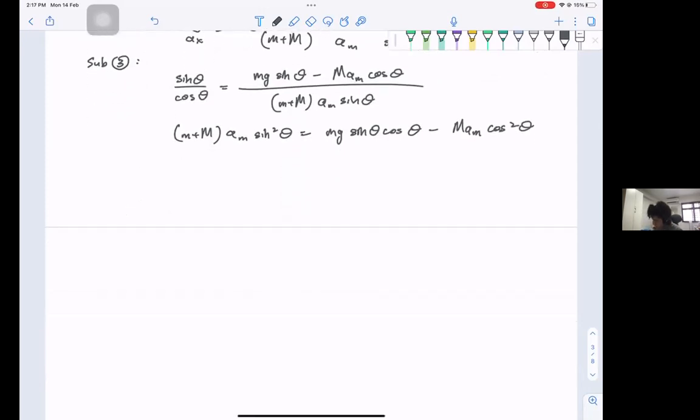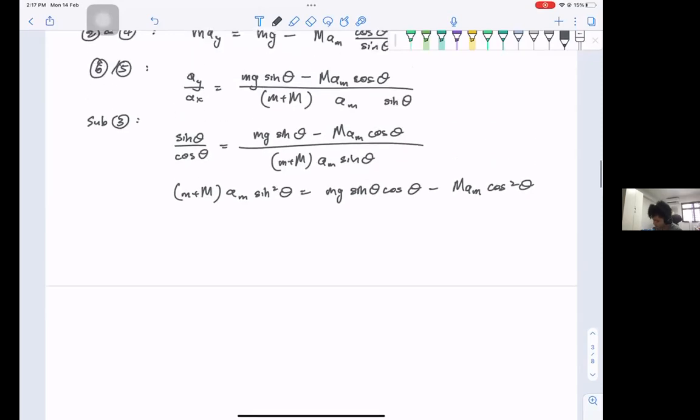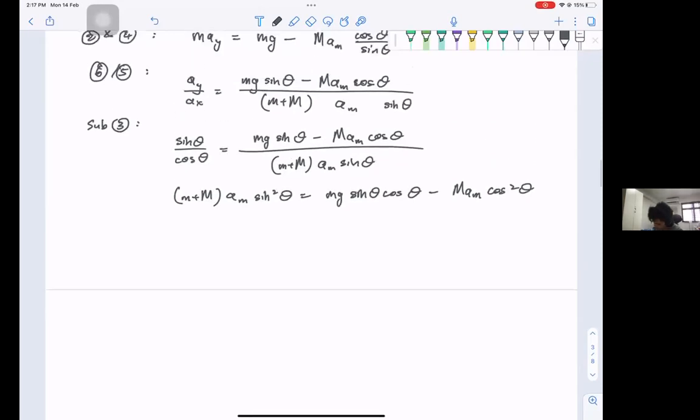And then from here, we want to make AM the subject of the formula, right? So if we bring this term over to the left-hand side, then we get M sine squared, right? And factorize out AM, then we see that the M sine squared and the M cosine squared actually combine to just form M. And the right-hand side is just mv sine theta cosine theta.